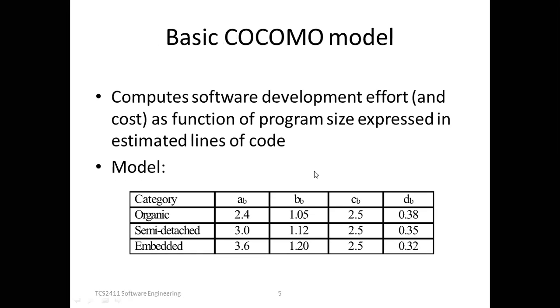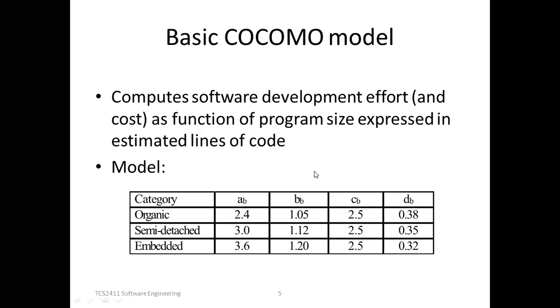That is shown here in the diagram. For organic, a_b has the value 2.4. For semi-detached, it is 3.0. For embedded, it is 3.6. Suppose I have to calculate the effort for my project. My project is of organic type or semi-detached type. If my project is organic, a_b will be 2.4 times 32, and b_b will be 1.05. That is shown on the PPT here. So the effort will be 2.4 times 32 raised to the power 1.05. This will be the effort required.